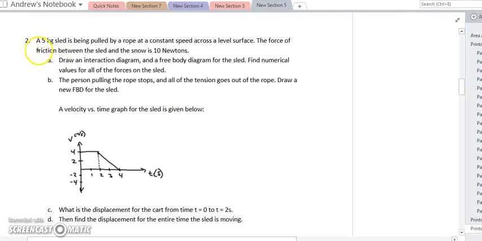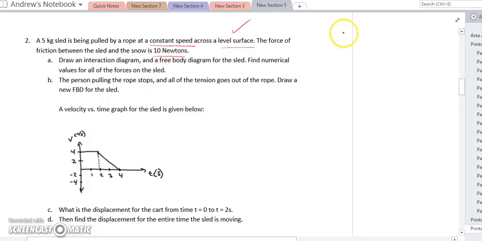For the next problem, it says a 5 kilogram sled is being pulled by a rope at, again, a constant speed on a level surface, and that's super important that you understand that it's level. The force of friction between the sled and the snow is 10 newtons. This is almost identical to what we do in the lab. So the force interaction diagram, I'm not going to do that.